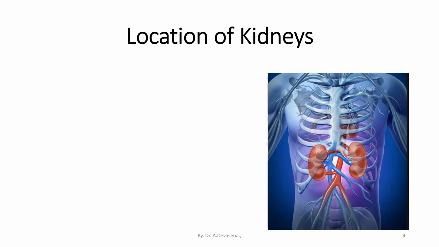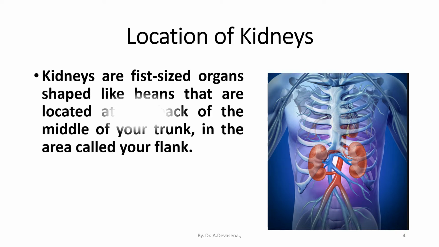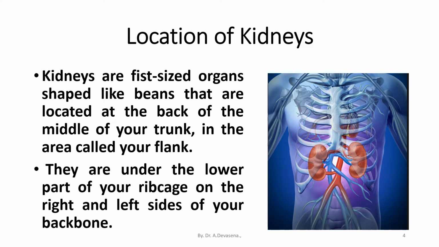Location of kidneys. Kidneys are fist-sized organs shaped like beans that are located at the back of the middle of your trunk in the area called your flank. They are under the lower part of your ribcage on the right and left sides of your backbone.